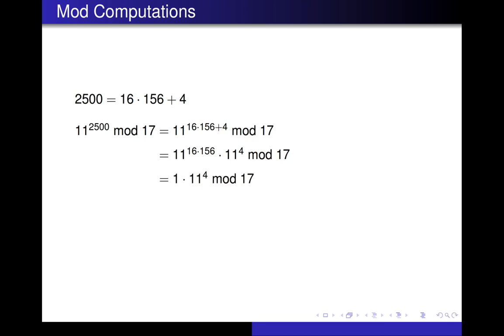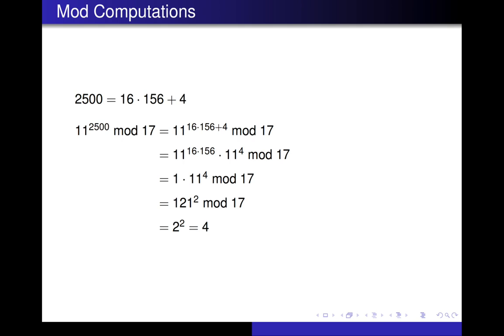So that gives us 1 times 11 to the 4th mod 17, which is the same as just a plain old 11 to the 4th mod 17. And now our exponent went all the way down from 2500, which is horrible, down to 4, which is manageable. So now we can put the 11 into pairs and get 121 times 121 mod 17, 121 squared. The 121 mod 17, you have to do a little bit of arithmetic to figure that one out, but that turns out to be 2. And 2 squared is equal to 4, and then there's our mod.